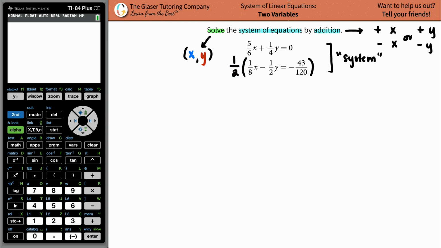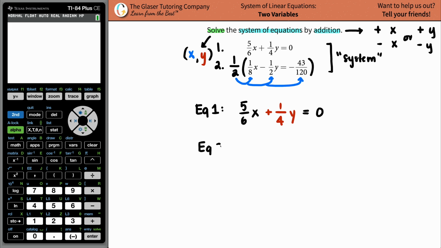But now, you just got to be fair, right? I have to multiply every piece by a half. And let's just say that this one was equation 1, and this is equation 2. We didn't do anything with equation 1, so I'm just going to leave that there. Equation 1, we have 5/6 x, and then we'll say plus the 1/4 y, and then that equals 0. Now here comes the new equation 2.